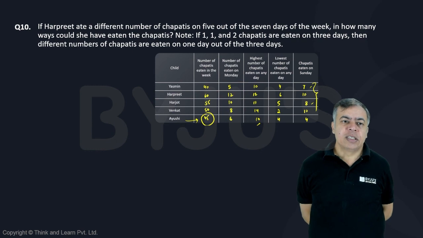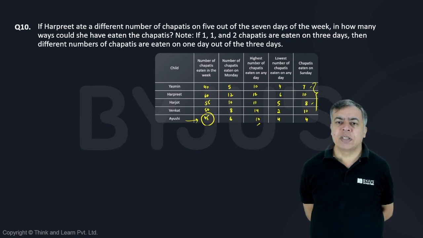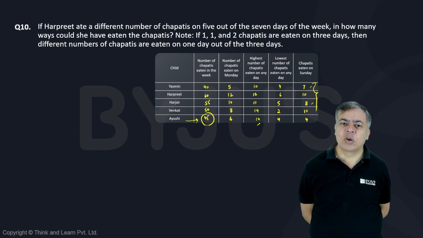Okay, now this question is, if Harpreet ate a different number of chapatis on 5 out of the 7 days of the week, in how many ways could she have eaten the chapatis? Okay, it is given to make it clear that note 1, 1 and 2 chapatis are eaten on 3 days, then different number of chapatis are eaten on 1 day out of the 3. Right, because 2 were same.